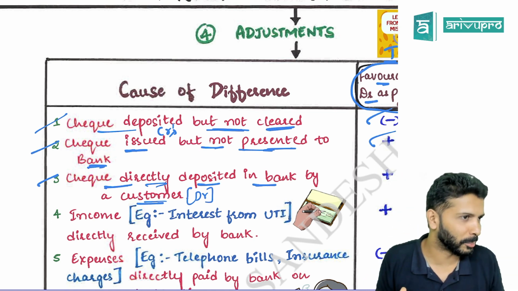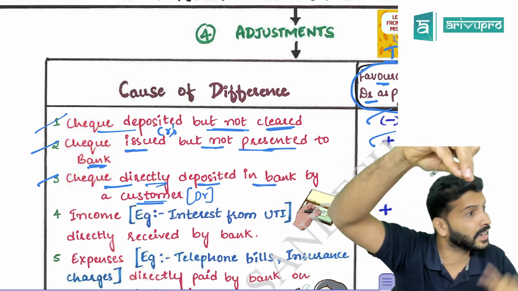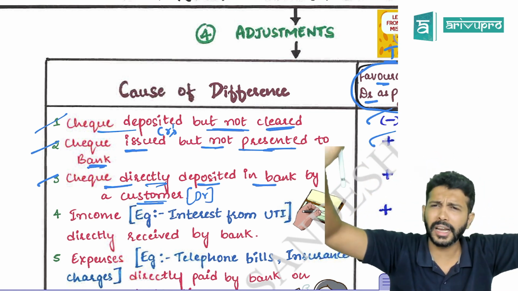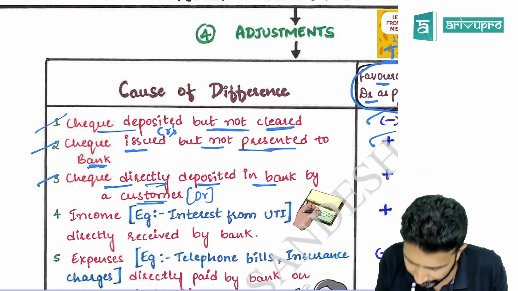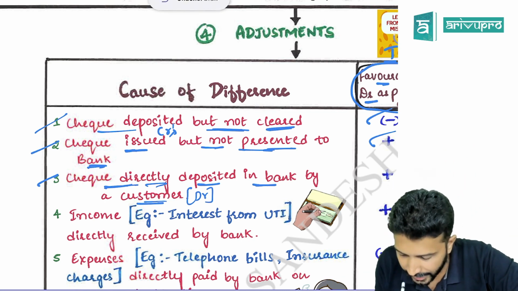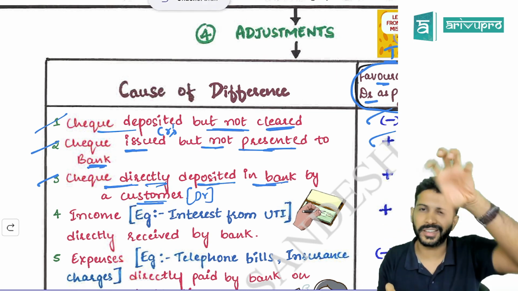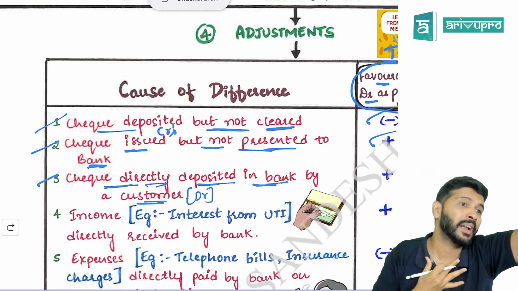He felt sorry on my behalf and went to my bank account and deposited the check directly into the bank, without telling me. That is the scenario they have given. Are you able to correlate that? Check directly deposited in the bank by whom? Customer. Our debtor has directly put the check into our bank account.